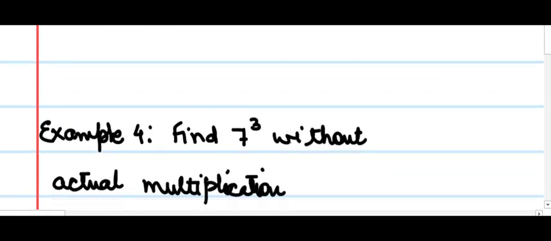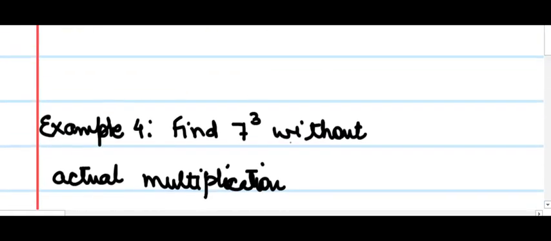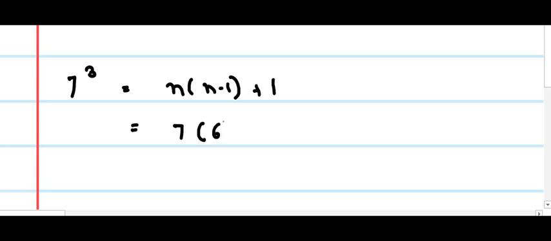Now let us come to the next question, finding 7 cube without actual multiplication. Again, as we have done just now, the same procedure will be adopted. My number here is 7 and I need to calculate its cube. The first odd number will be calculated by n into n minus 1 plus 1, which is 7 into 7 minus 1, which is 6, plus 1. The first odd number is 43.